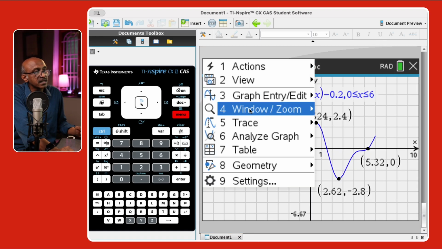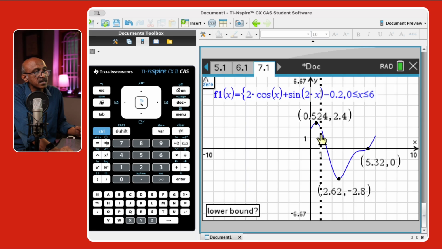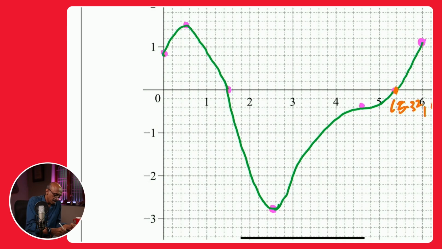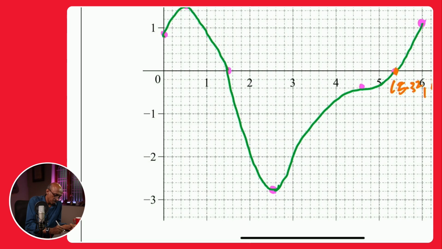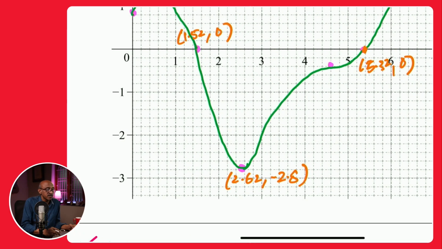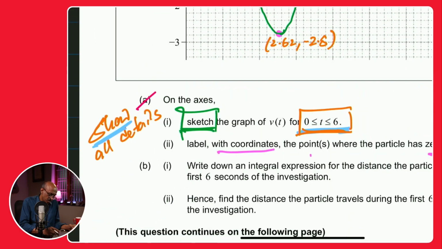There's another intercept here. I'm just going to find that quickly. Analyze graph. There's a zero there. And there you go. All right, so that's 1.52. Let me just write down all these details quickly. Okay, so I am on my iPad now, and what do I have here? I have 0.524, 2.4, and I have 1.52, 0, and this is 2.62, negative 2.8, and I didn't find it for that one. That's okay. I think these values are good enough. Sketch the graph, and we're done.